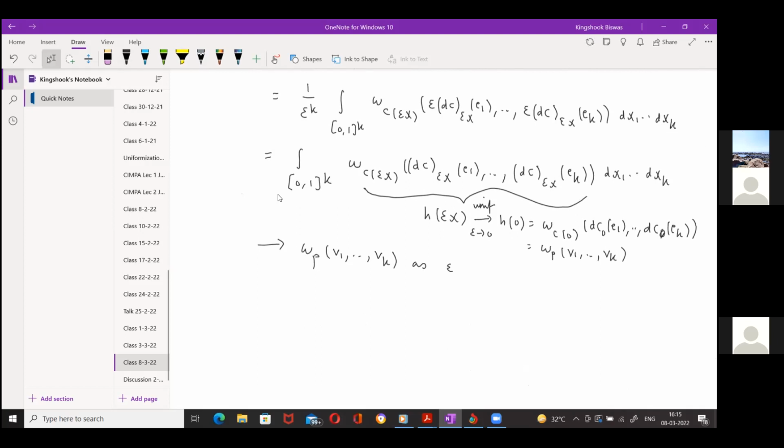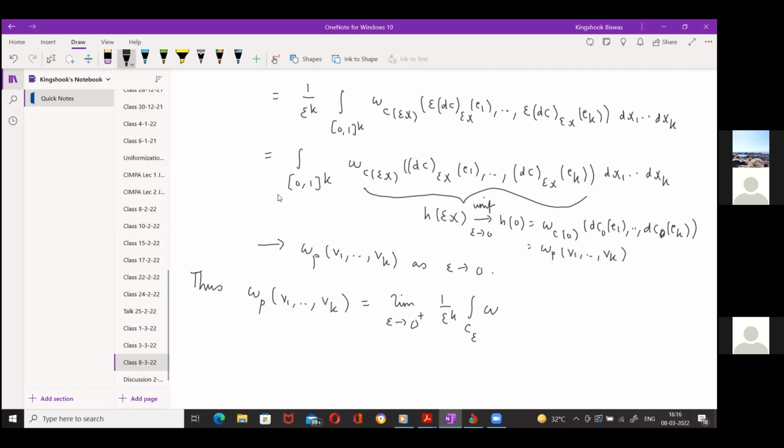Okay. So thus, I can get that the value of omega on any k tangent vectors, I can write as a limit of integrals over very small cubes, right? Omega_p of v1 to vk is the limit as epsilon tends to 0 of 1 over epsilon to the k times the integral over c_epsilon of omega. Is this clear?